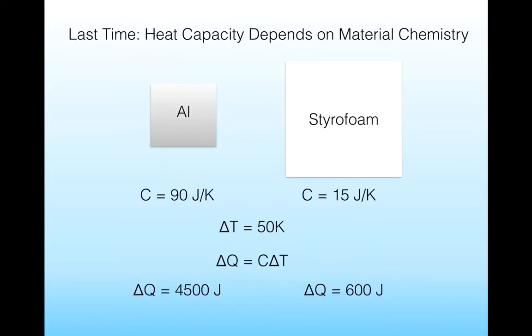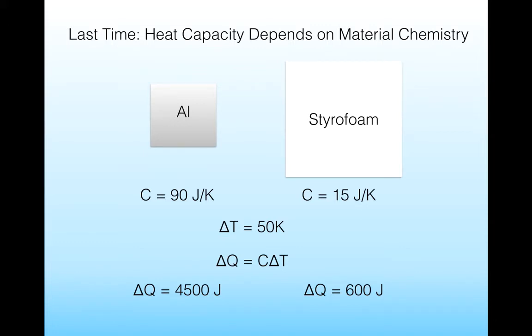So if we look at two different materials, aluminum and styrofoam, they have different specific heats, which you can find online. And if both of these change by the same temperature, then there are different amounts of heat transferred to them. In particular, the aluminum takes in 4,500 joules for a delta T of 50 Kelvin, whereas the styrofoam only takes in 600 joules.